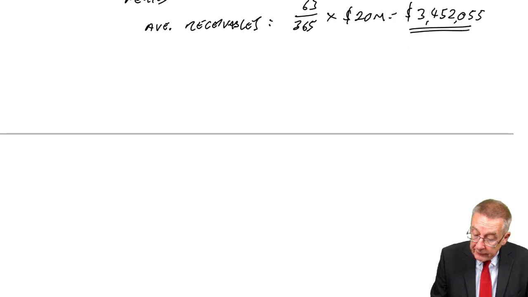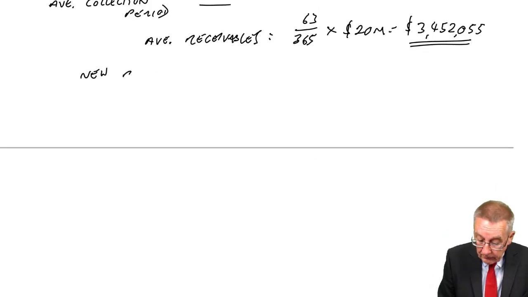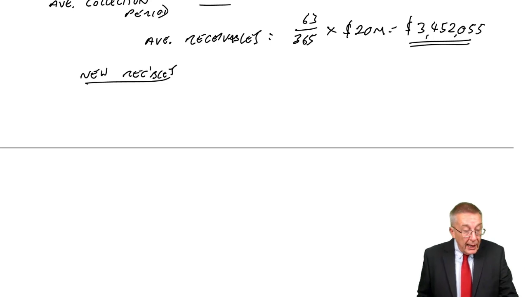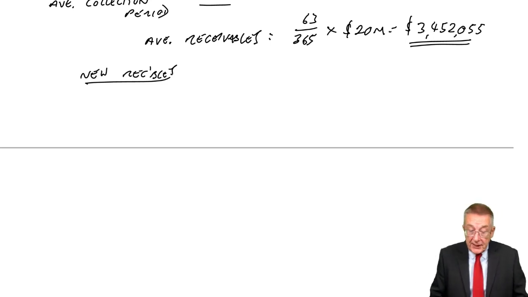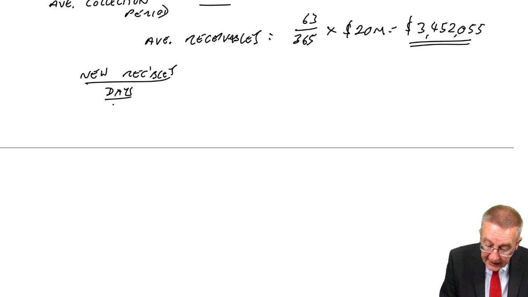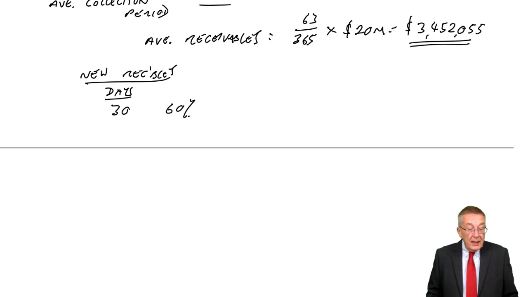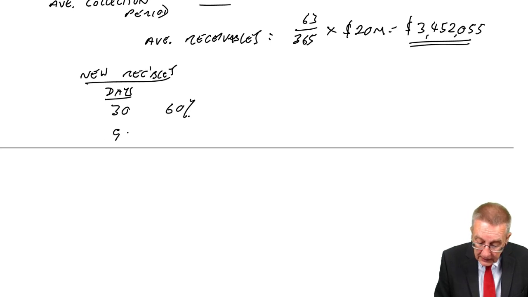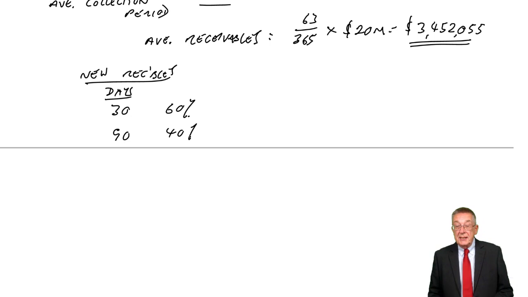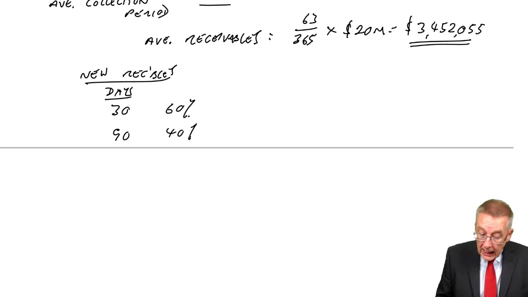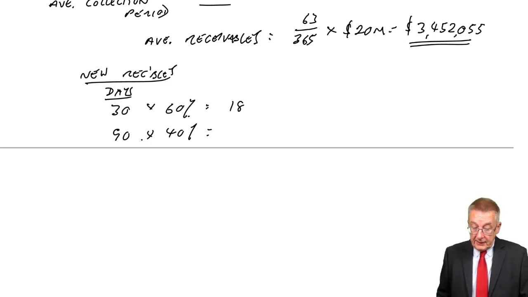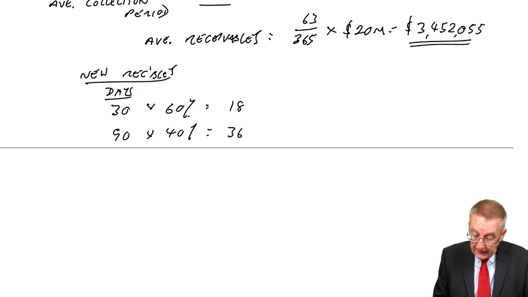Let's work out what the new receivables will be. And what's going to happen in the future? In the future, 60% will take advantage of the discount. So 60% will pay in 30 days. The remainder will take a full 90. So if 60% are paying in 30 days, the remaining 40% will be taking 90 days. So the average collection period, 60% of 30 is 18, 40% of 90 is 36. On average, it'll fall to 54 days.